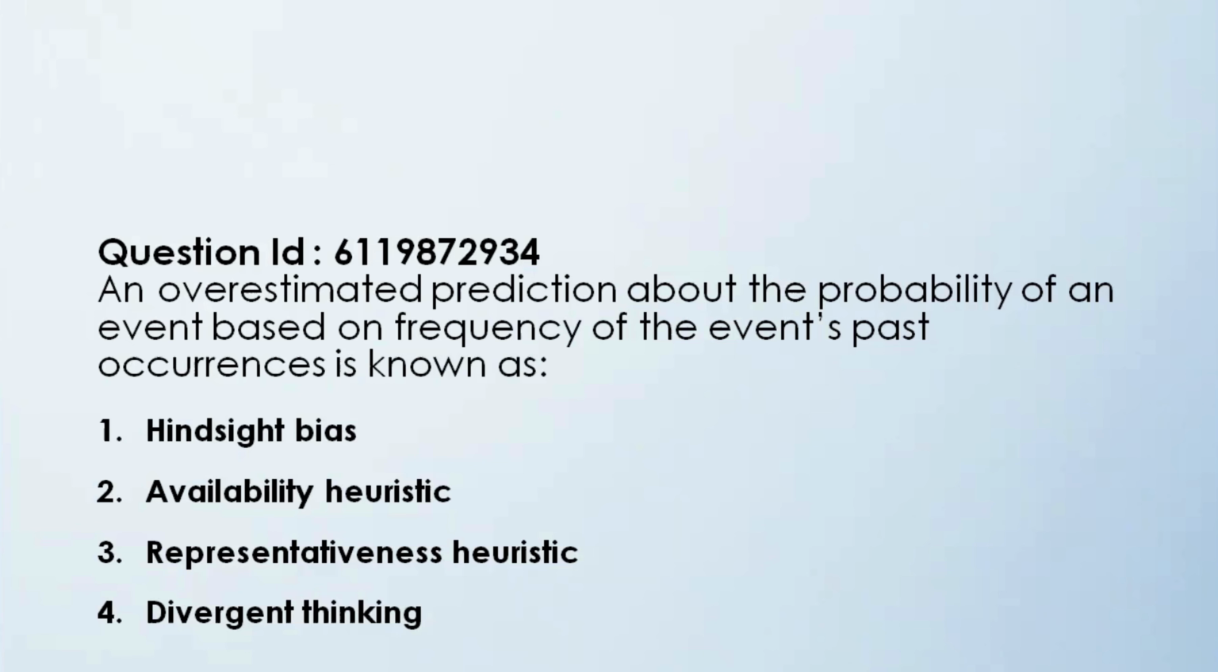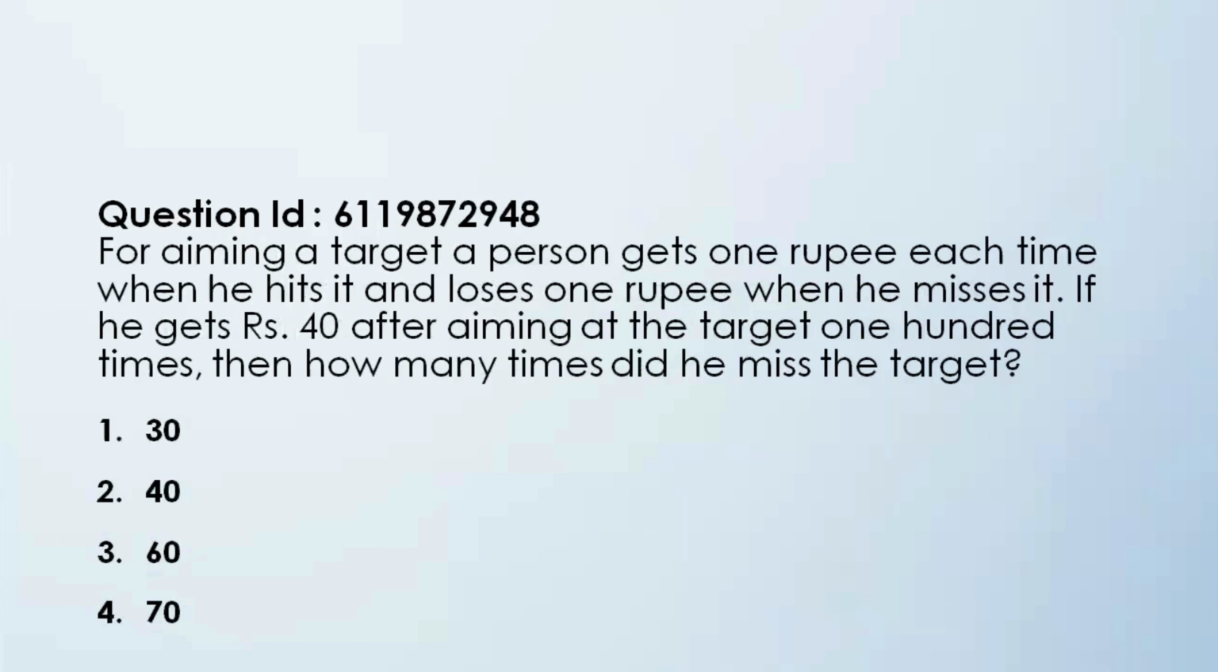The next question on mathematical reasoning is: for aiming a target, a person gets 1 rupee each time he hits it and loses 1 rupee when he misses it. If he gets 40 rupees after aiming at the target 100 times, then how many times did he miss the target? Is it 30, 40, 60 or 70? I want you to pause the video, solve it yourself, and then play the video again, where I will not just tell you the correct answer, but I will show you by solving step by step how we arrived at the correct answer and how to use the question.